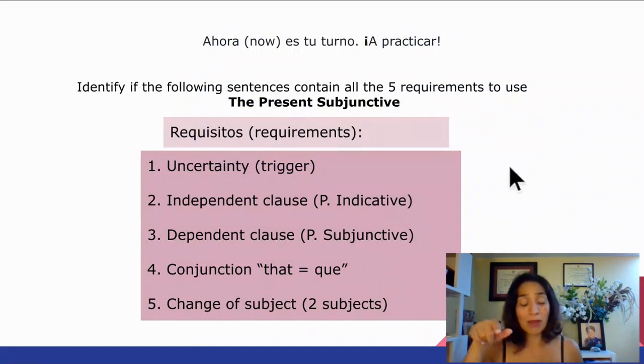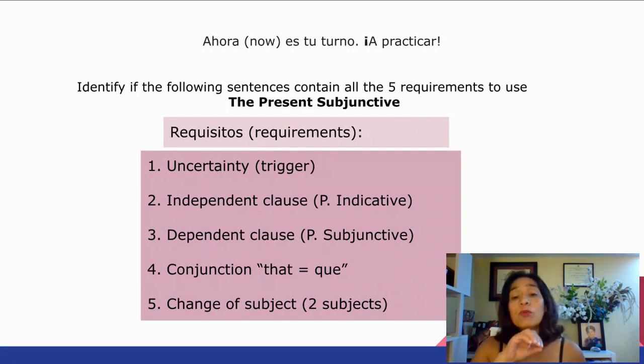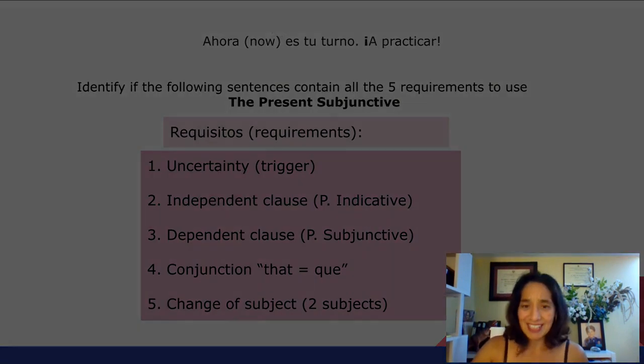In this Blackboard activity, you need to identify if the following sentences contain all the 5 requirements to use the present subjunctive. Okay, so if you need more guidance to complete the assignment, I'm providing a second video for this section. Muchas gracias.